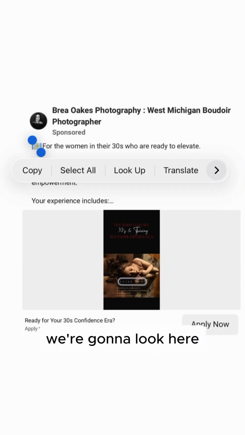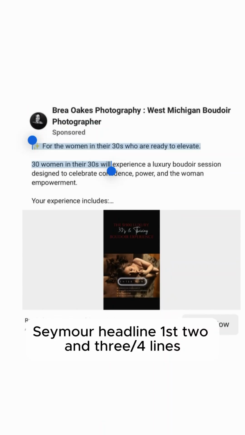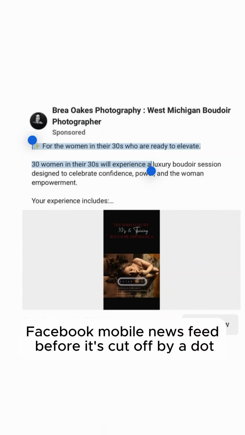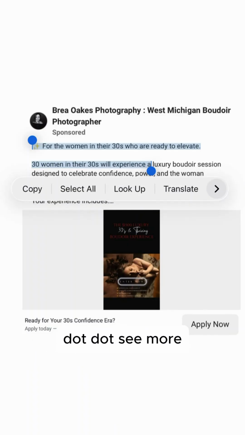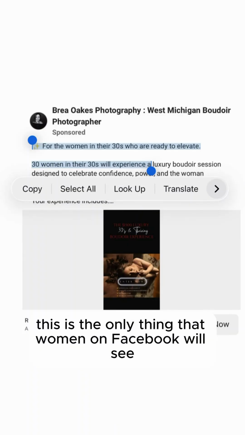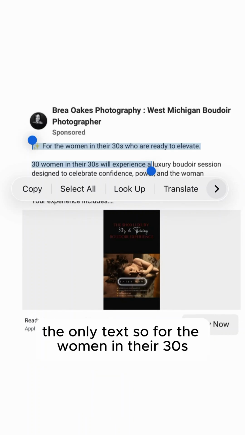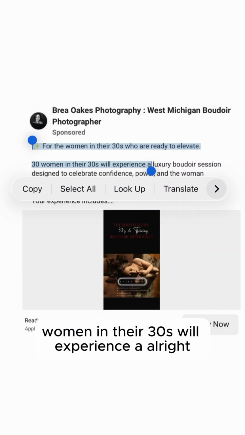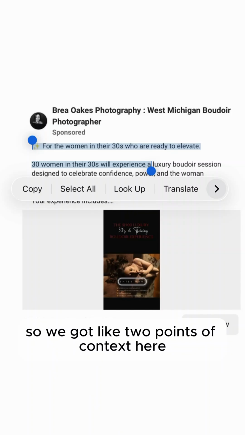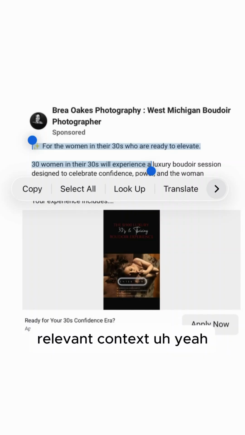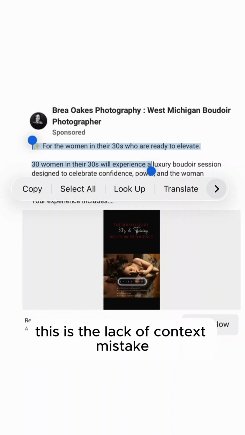Finally, we're going to look here. See more headline, first 2 3/4 lines in the Facebook mobile newsfeed before it's cut off by a "See more." This is the only thing that women on Facebook will see. The only text. So for the women in their 30s who are ready to elevate, 30 women in their 30s will experience A. All right, so we got like 2 points of context here, relevant context. Yeah, this is the lack of context mistake.